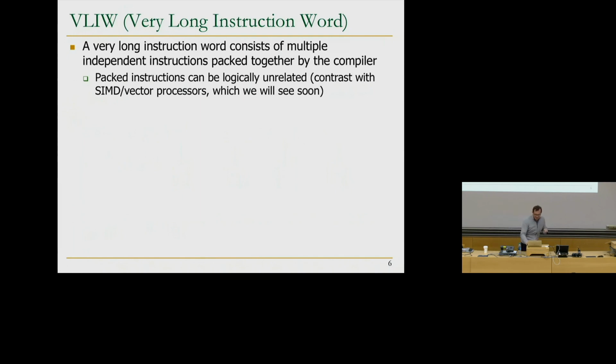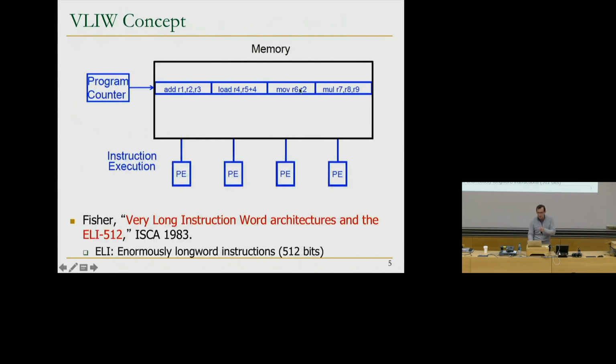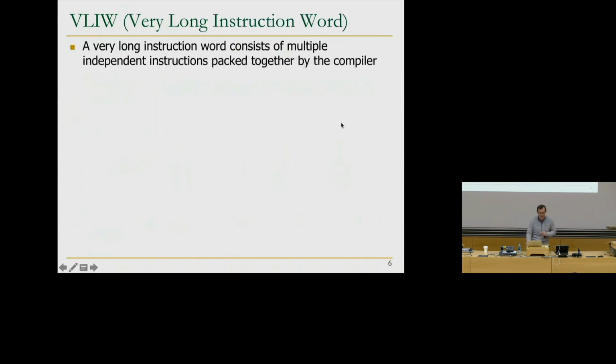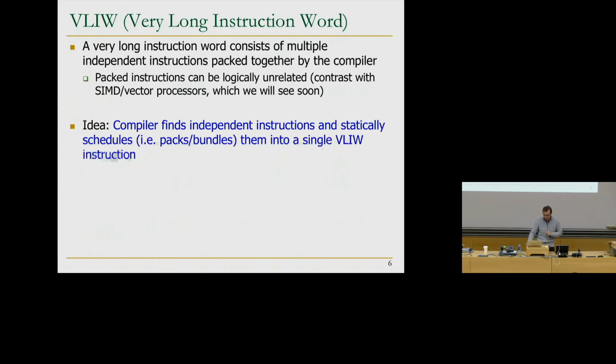So basically, here, if you look, this is add, load, move, multiply. They're completely different, so you can pack them together and execute them. But in SIMD, single instruction, multiple data, you do the add on different data elements. It's the same add instruction on different data elements. You will see this later on. So that's the difference between VLIW and SIMD. So the idea is to have the compiler find independent instructions and statically schedule them into a single VLIW instruction, a very long instruction.